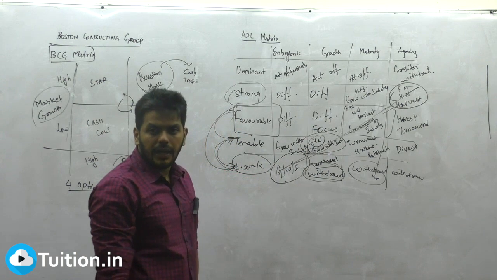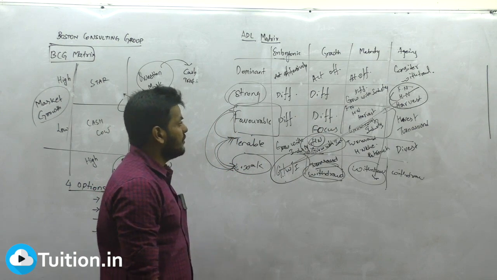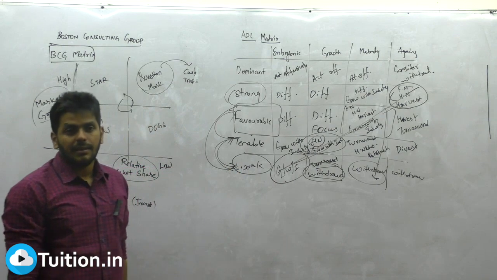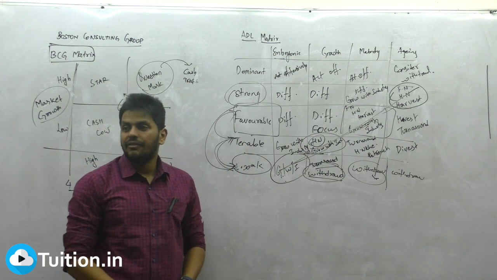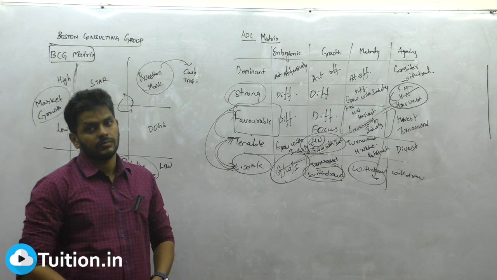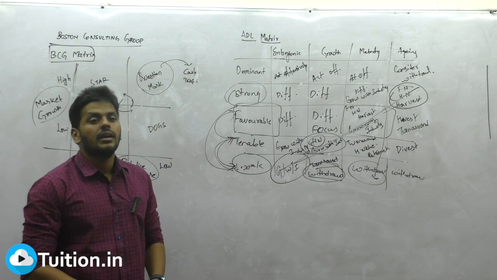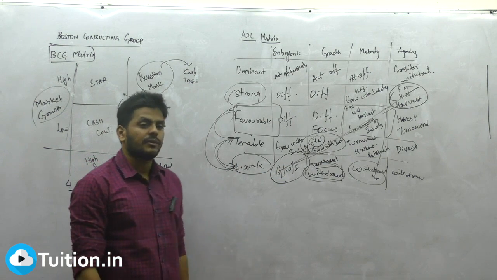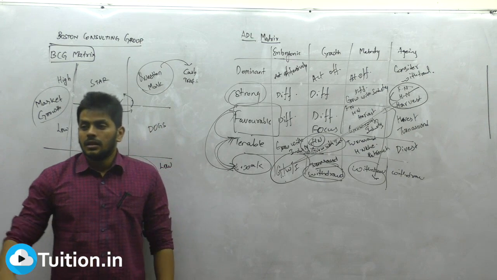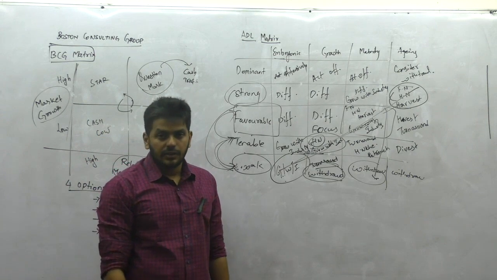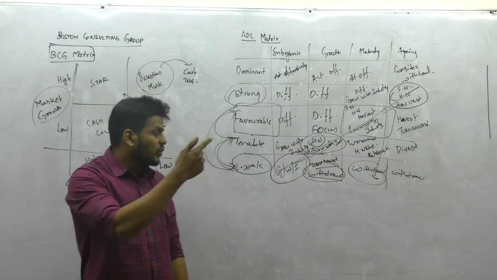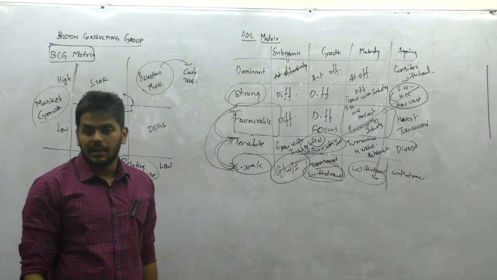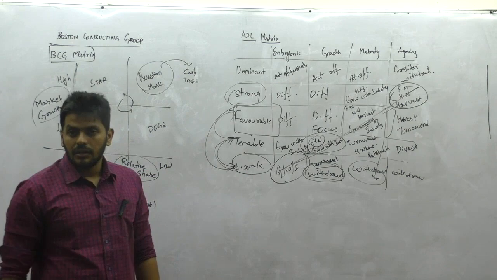Are you understanding what I'm saying? That is the benefit of understanding the ADL matrix: how different companies behave in different situations. Are you clear, everybody? What are the four portfolio models, guys? The Boston Consulting Group matrix, the BCG matrix. You have the GE matrix, the Ansoff product growth matrix, and the ADL matrix. How to allocate what? Right?